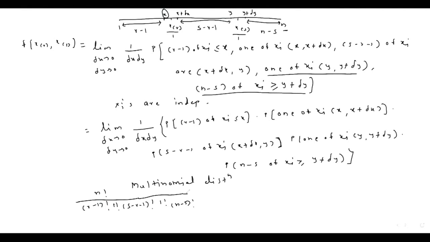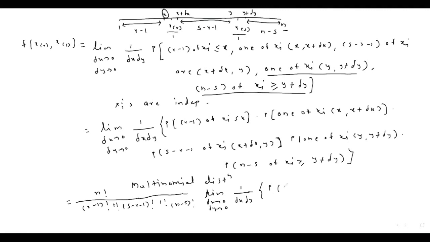Okay. So this is the multinomial distribution, and we can write these probabilities as, see, probability into bracket, with the limit delta x tends to 0, delta y tends to 0, as it is, divided by delta x delta y. Then what I have is the probabilities, in this manner now.